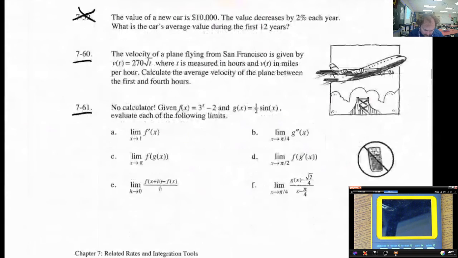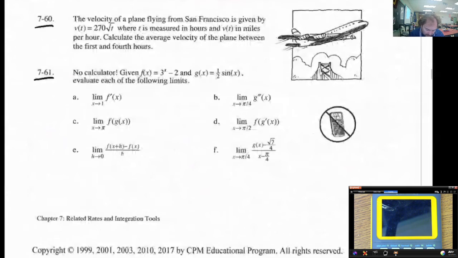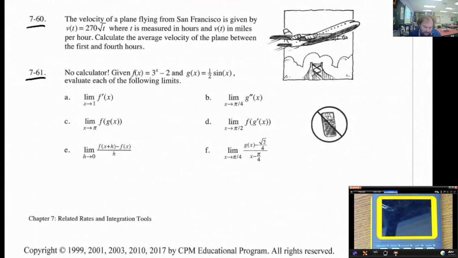We're going to skip 59. 60 is pretty straightforward. The velocity of a plane flying from San Francisco is given by v of t. Keep in mind that is the velocity of the plane, and t is measured in hours, v of t is miles per hour, and we're looking for the average velocity. Since the unit that we're looking for the average of is the same as the function that we have, we're going to use the integral version of the average.